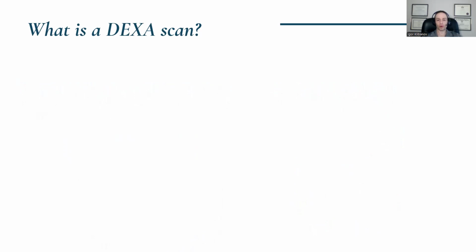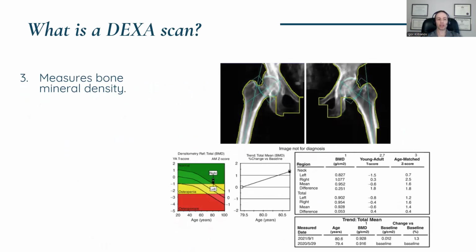So what exactly is a DEXA scan? It measures bone mineral density. Now listen to those terms. Bone mineral density. It only measures the mineral content of bone. It doesn't measure everything. It just measures the mineral content. There are components of bone that are not minerals, and the DEXA scan does not measure those. So again, it only pertains to the mineral content of bone, not just calcium, but all minerals.